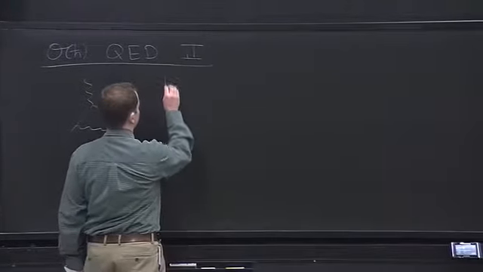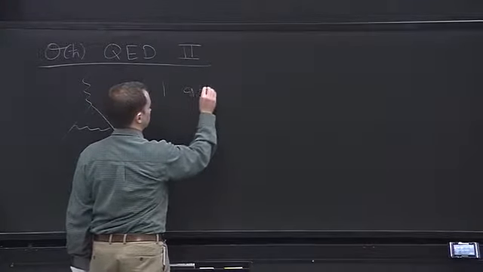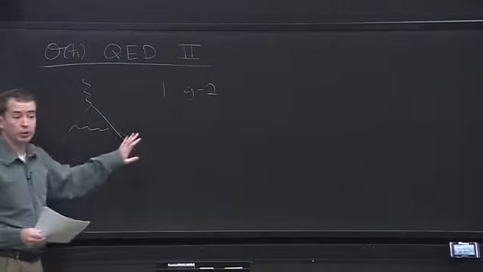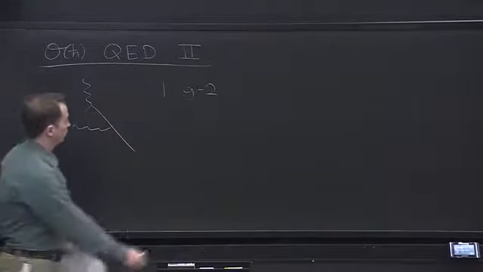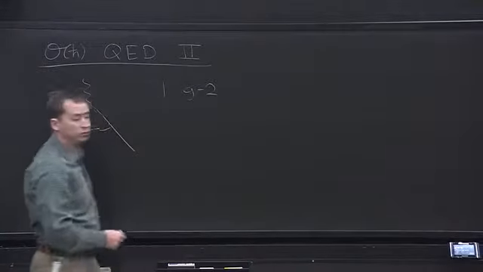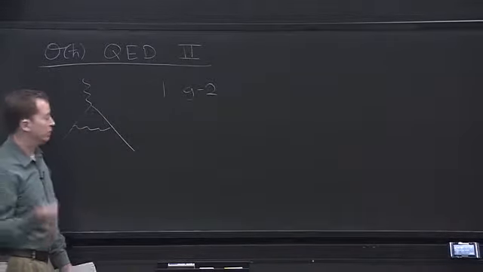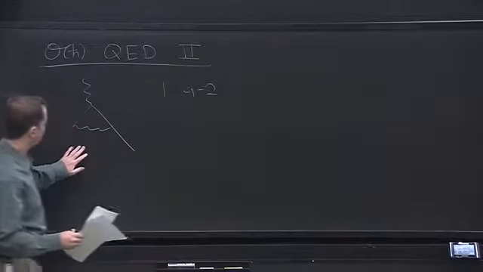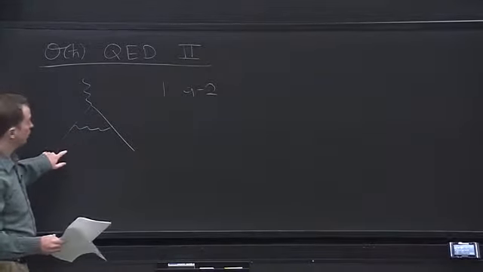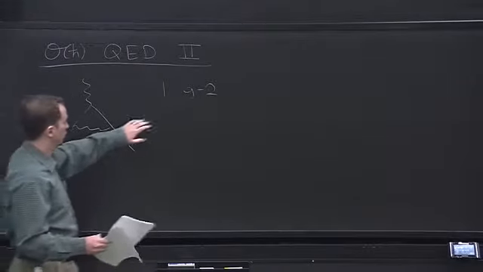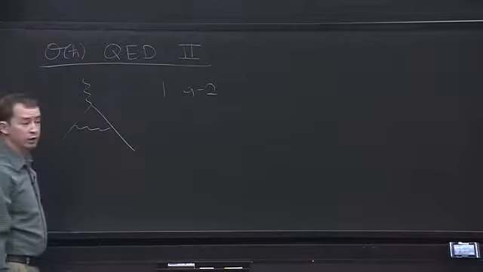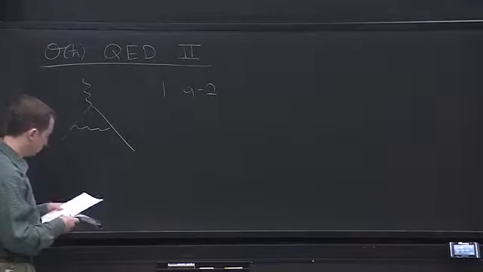And so today, we will compute the anomalous magnetic moment of the electron. So the magnetic moment of the electron is denoted as g. Its classical value is 2. And so the leading quantum correction to the magnetic moment of the electron is given by this diagram, and its value is denoted as g minus 2.